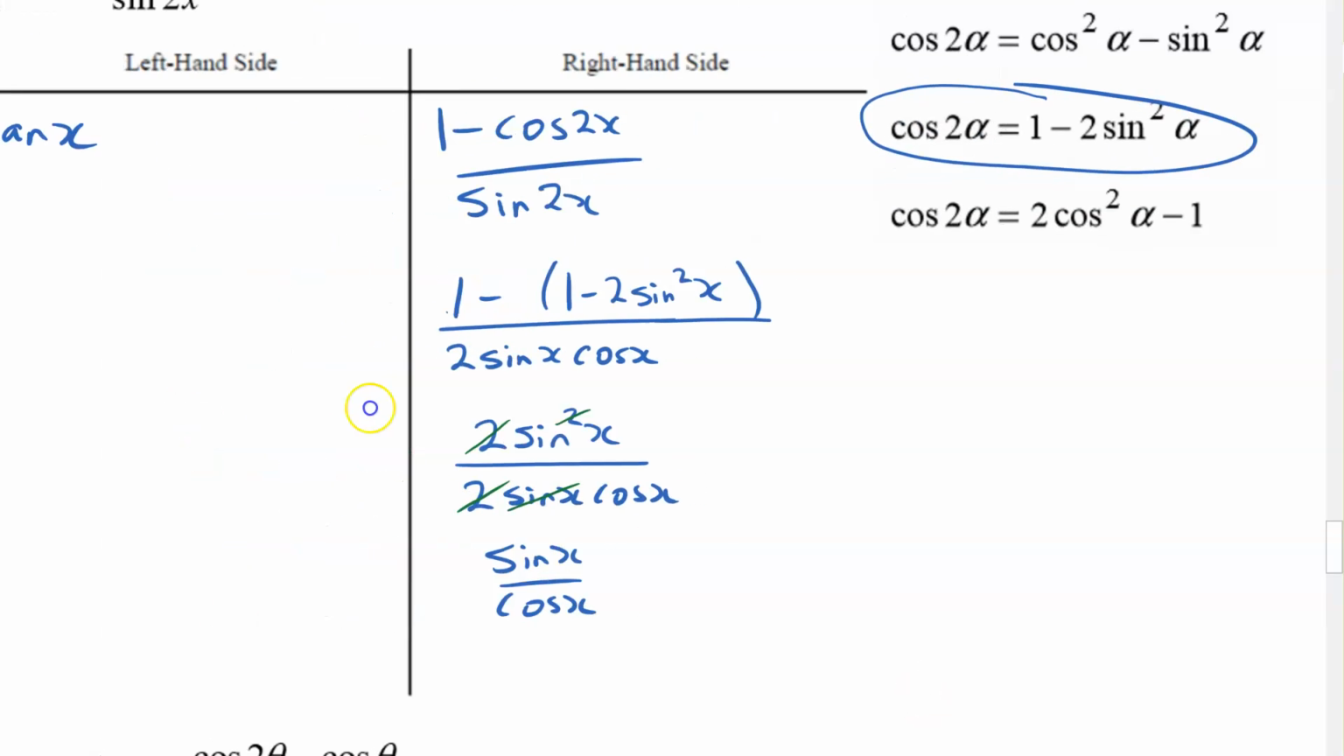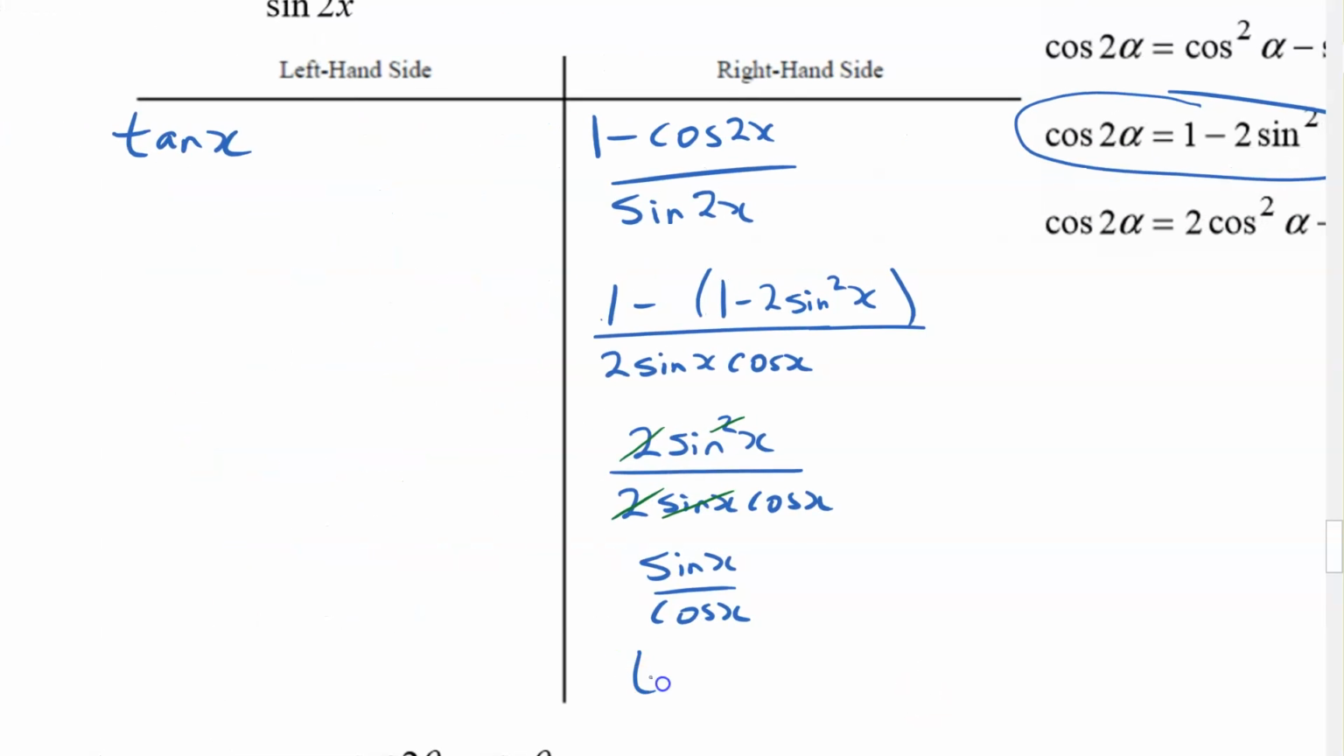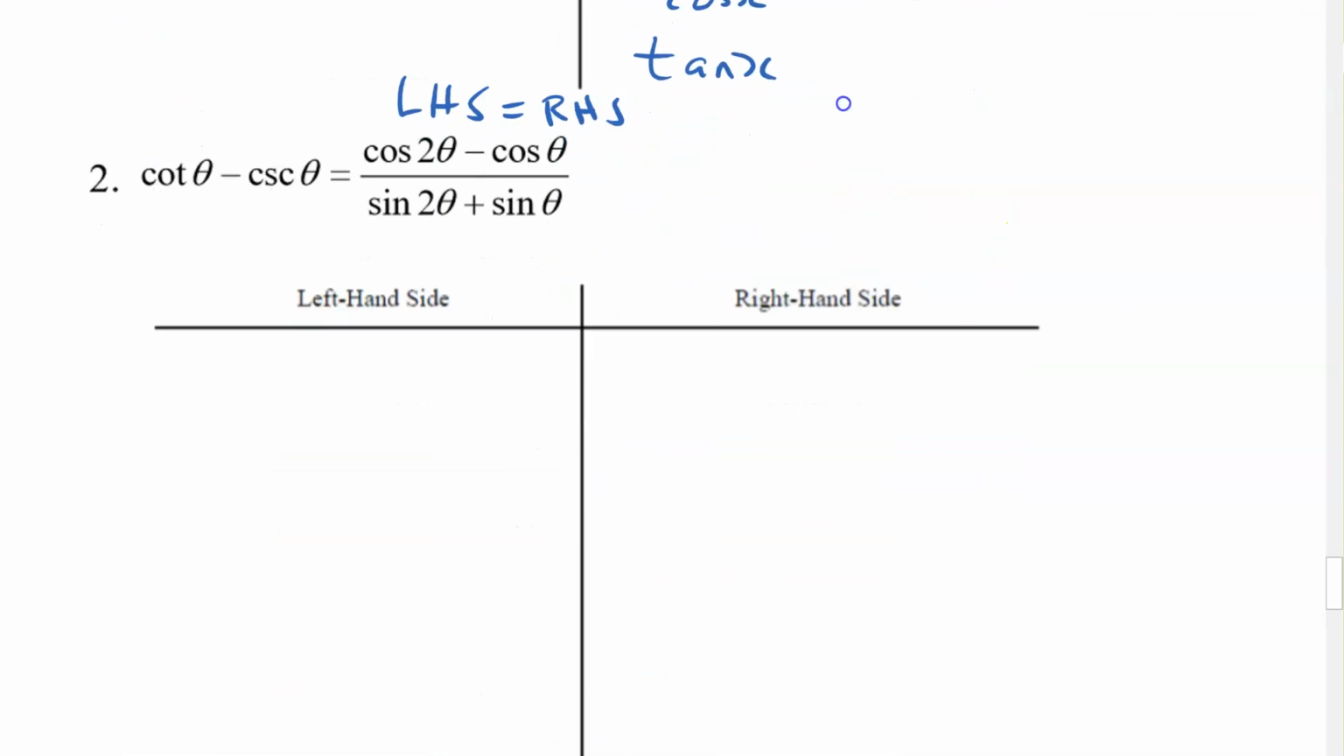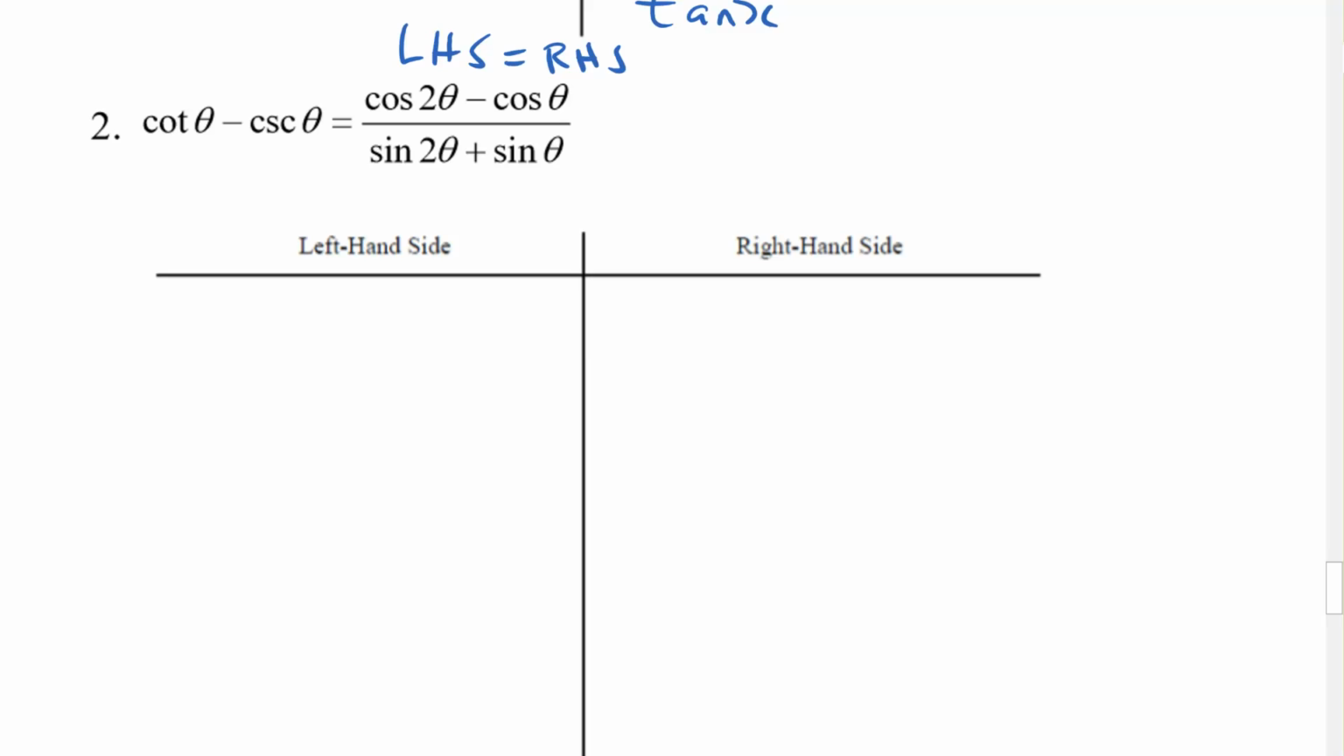And looking back to the left-hand side, that's so easy. That is the same thing as the tan of x. So I can say that these two sides are now equal. Awesome. Okay, let's go ahead to the second one. First, I'll just copy this out.